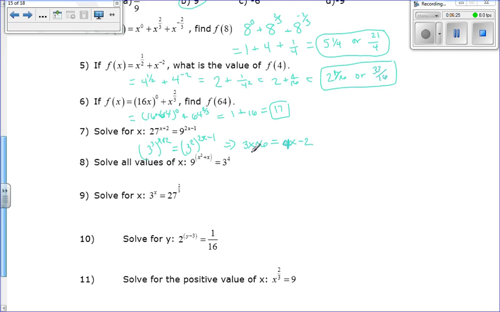Now I need to get my x's on one side and my numbers on the other, so I'm going to subtract 3x from both sides. So I subtract 3x from both sides, get x, and then if I add 2 to both sides, get 8. So x is equal to 8.